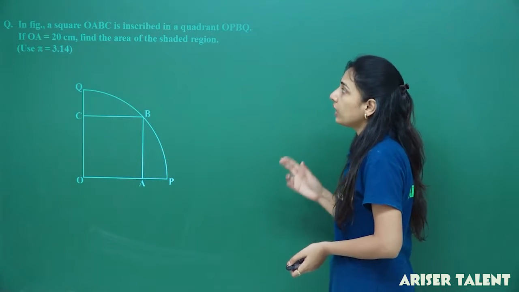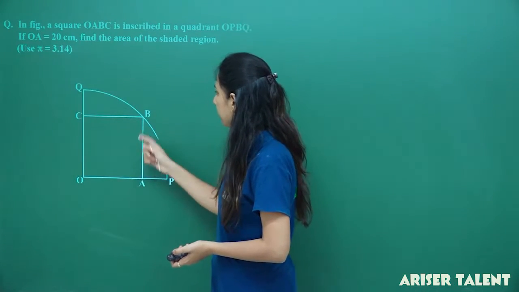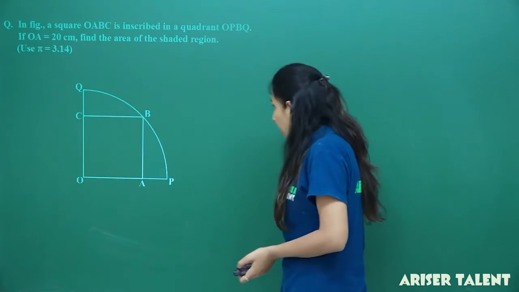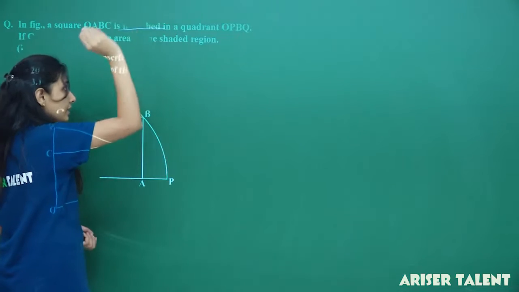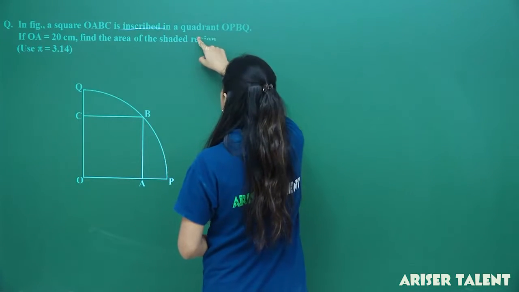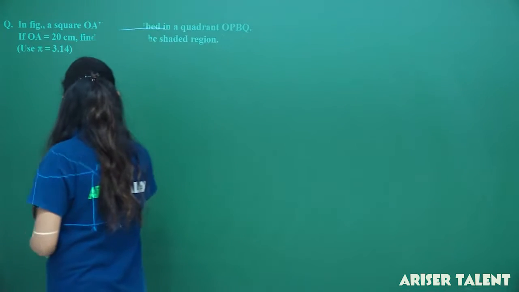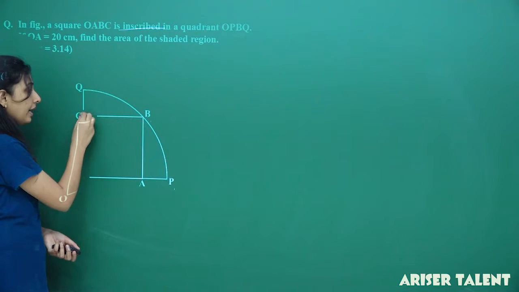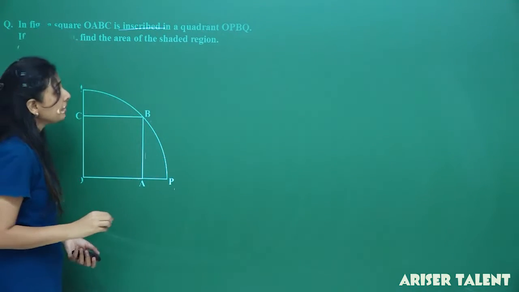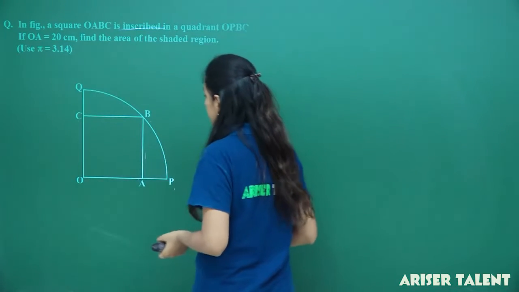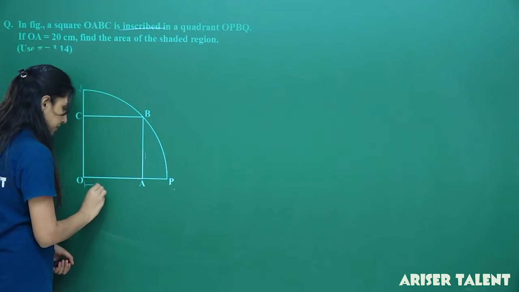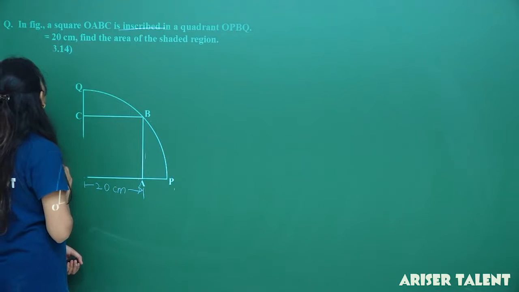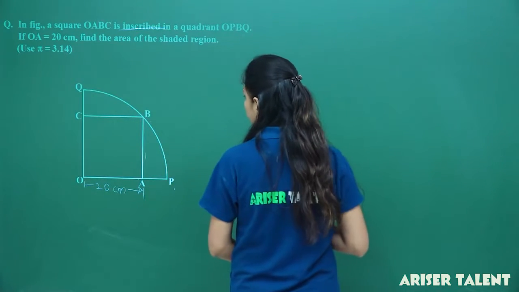In this figure, a square OABC is inscribed in a quadrant. Now these words are important: it's inscribed in a quadrant OPBQ, that is a quadrant of a circle, and I have a circle inscribed in it. Now if OA equals 20 centimeters, OA is given as 20 centimeters. Find the area of the shaded region.